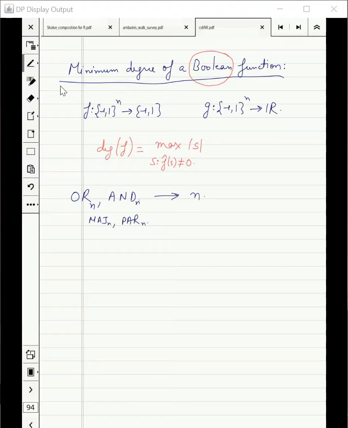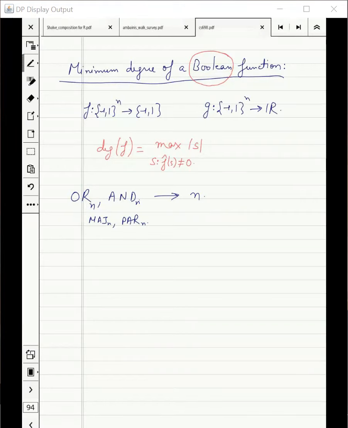We can write a Fourier expansion. Okay, then what does that mean? Forget about the degree of the function. Just ask: if for all i, xi can change the value of the function in some cases, then the degree should be n. Are you saying that if the influence is non-zero for all i, then the degree is n? That is definitely not correct. We will see that.